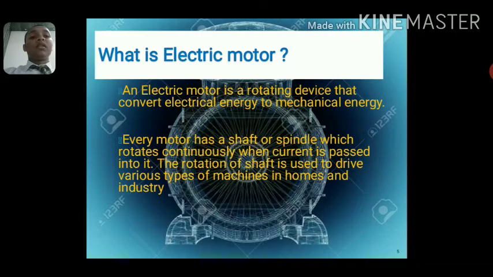Okay, let's see what an electric motor is. An electric motor is a rotating device that converts electrical energy to mechanical energy. Every motor has a shaft or spindle which rotates continuously when current is passed into it. The rotation of the shaft is used to drive various types of machines in homes and industries.